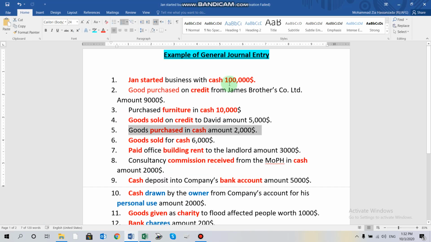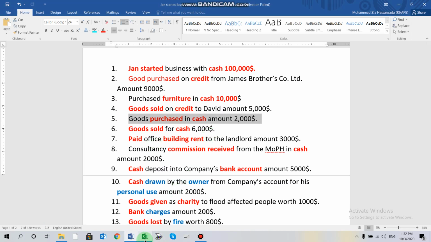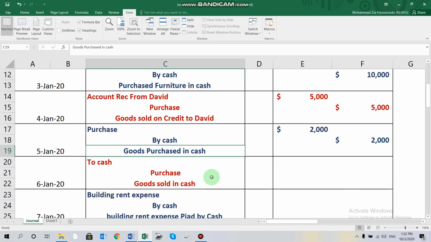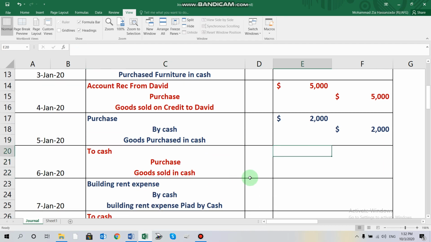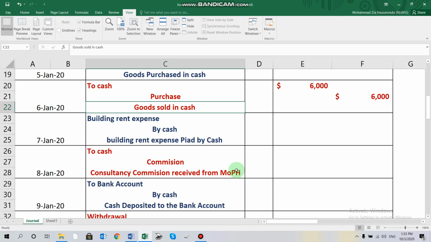The next transaction is goods sold for cash. Both the sides are assets. One side we are receiving cash, amount 6,000. Another side we are giving some goods, which is 6,000 credit.